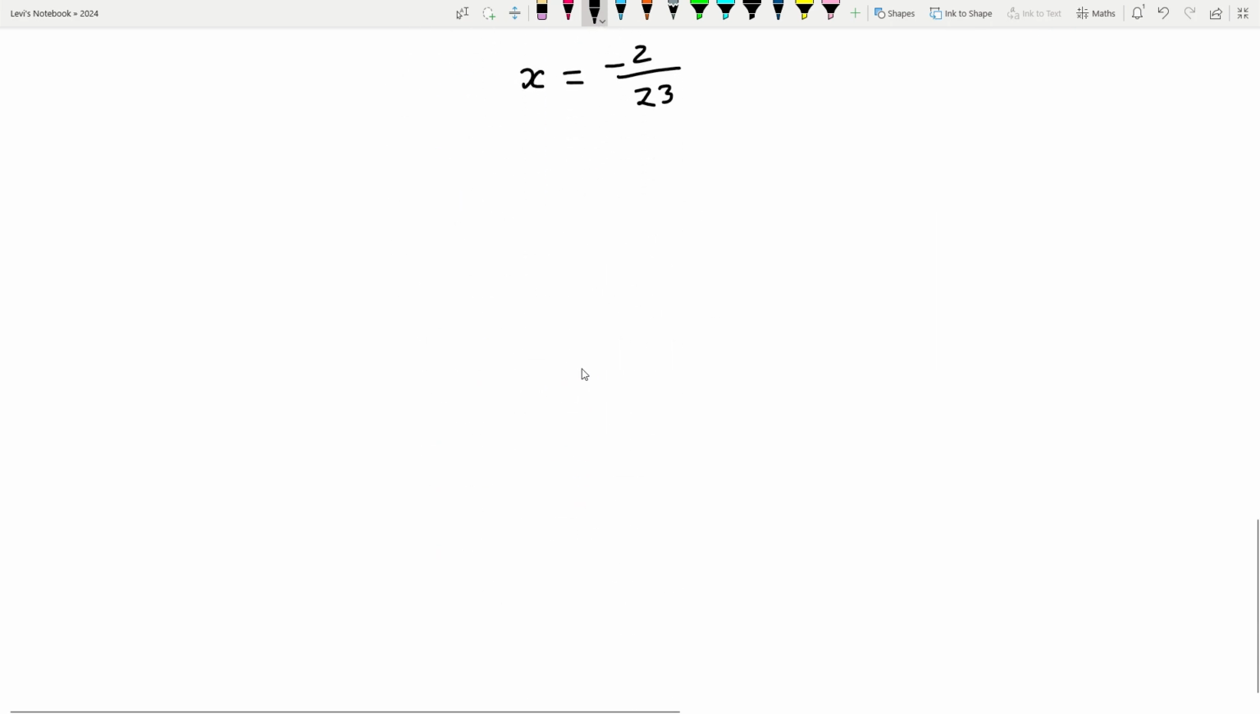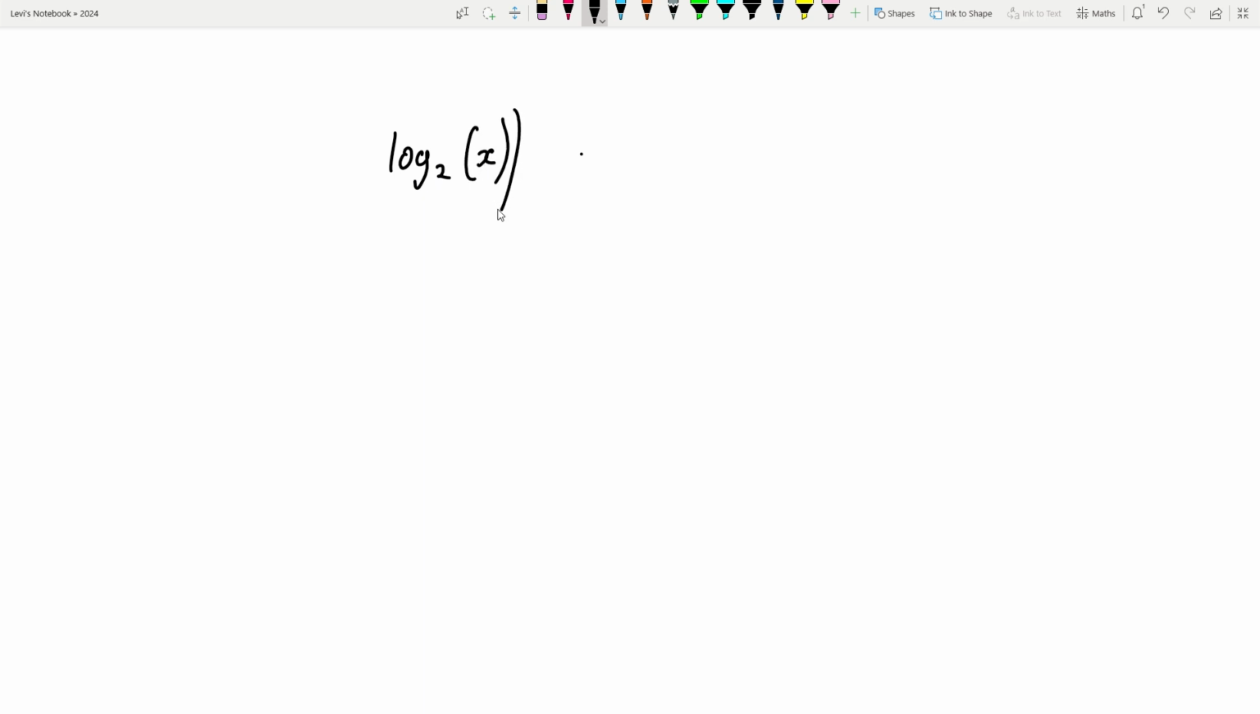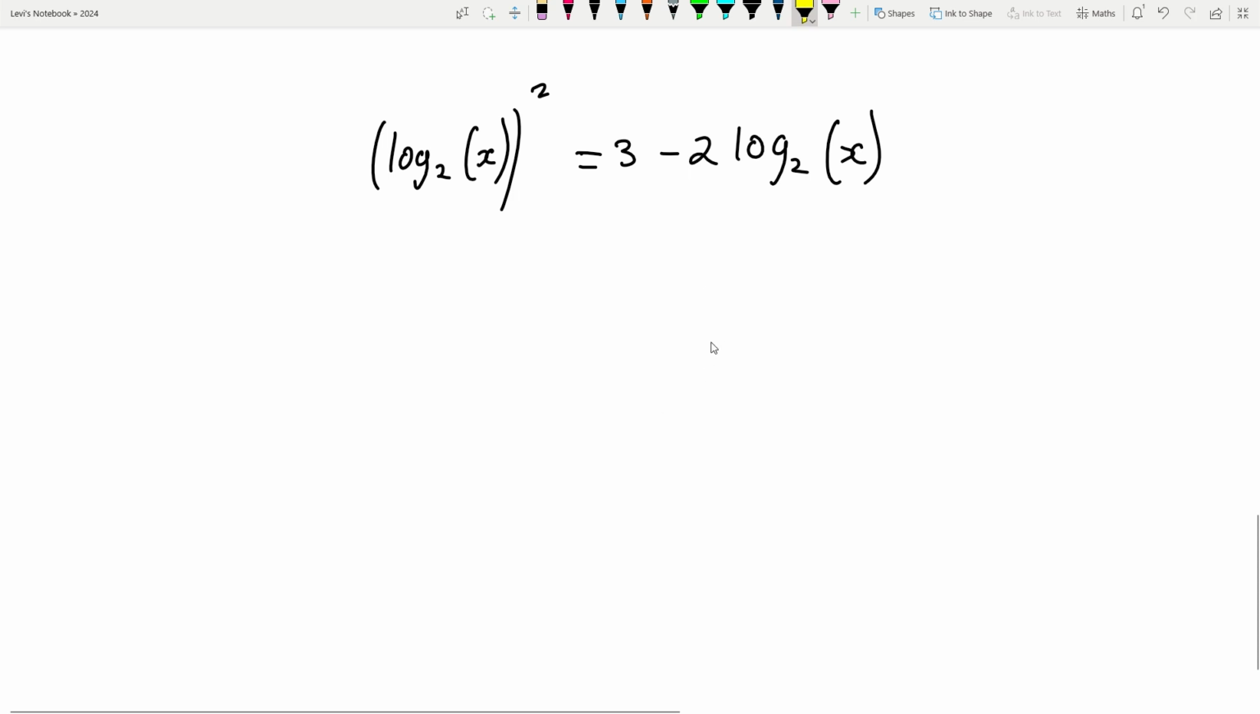Okay. So let's try and solve for x. Log 2 of x, squared, is equal to 3 minus 2 log 2 of x. Okay, so let's have a go at solving this one here. Obviously this one looks a bit trickier than the previous one. However, this one can be solved pretty easily with a substitution, because notice this is exactly the same as this.